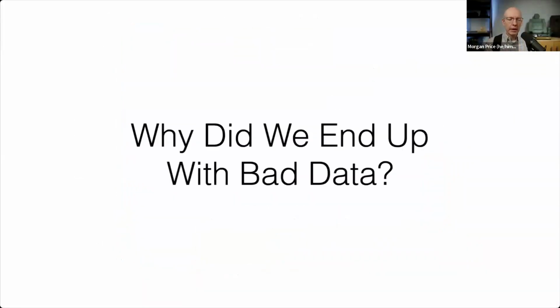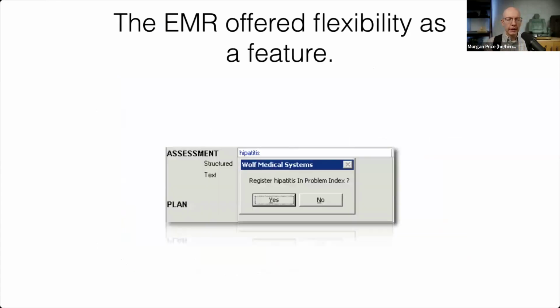So why do we end up with this bad data? Well, we had a feature called flexibility. So here's hepatitis, the orthopedic liver disease. At the time when I joined, if you typed in something that was misspelled, this pop-up window would pop up, and it says, register hepatitis in the problem index. So that's in my master database. And it defaults to yes. And if you press no, it goes through a series of error boxes, or it used to.